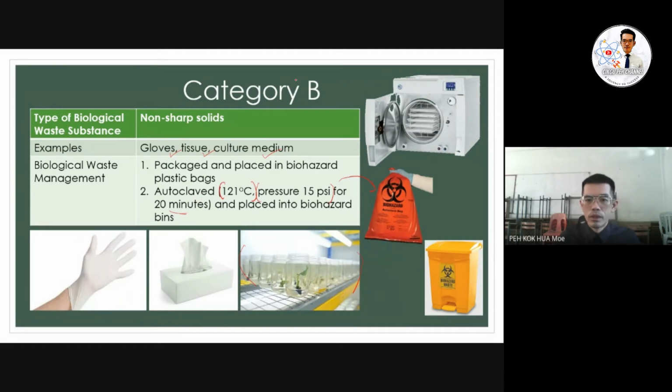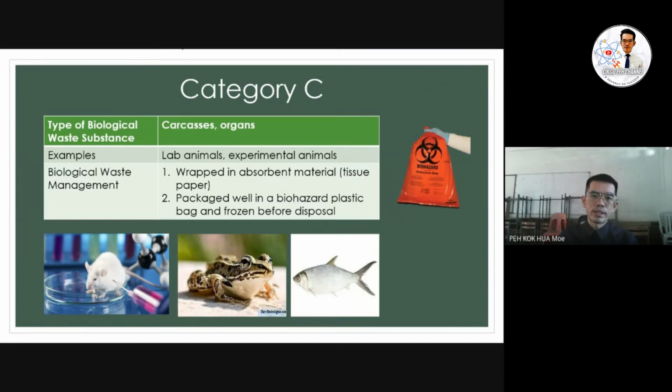After we do the autoclave, we need to place the waste into the biohazard bin. You can see the label on the bag mentions the words autoclave bag, so that means the bag can be used for autoclave. Okay, the next will be the waste in category C.